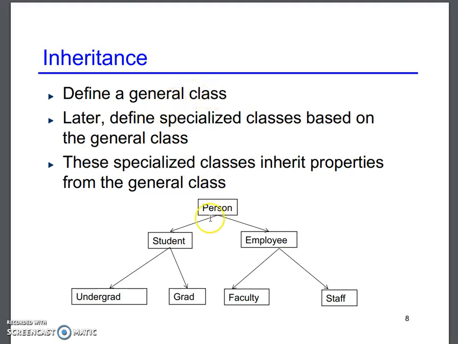For example, in this case we have a person class, but we derive two more specialized classes underneath that, the student, which extends the person class, and the employee. So here we can see even student has subclasses, undergrad and grad. So what makes these different?